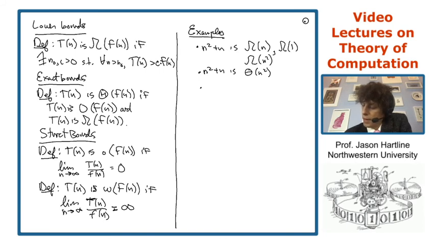Okay, looking at our strict bounds, we could say that n is growing asymptotically slower than n squared, and we can say that n squared is growing asymptotically faster than n. Good, so those are a few examples of our asymptotic notation for lower bounds, exact bounds, and strict bounds.